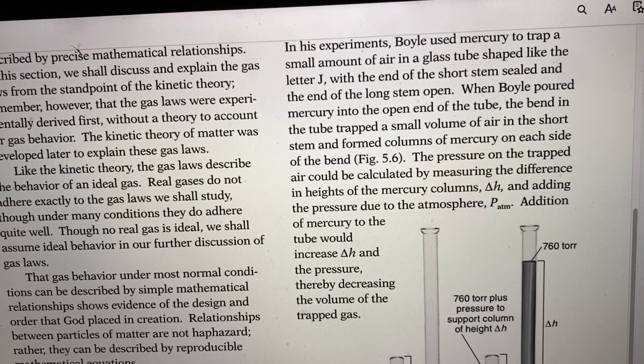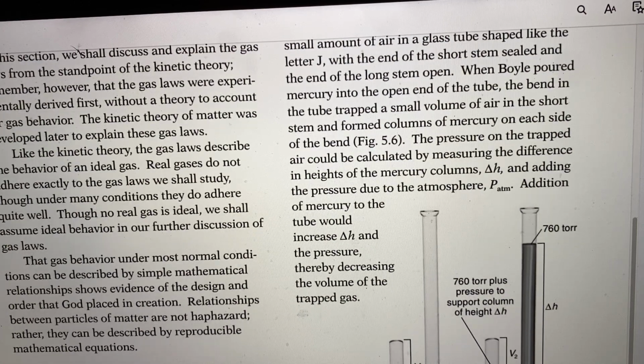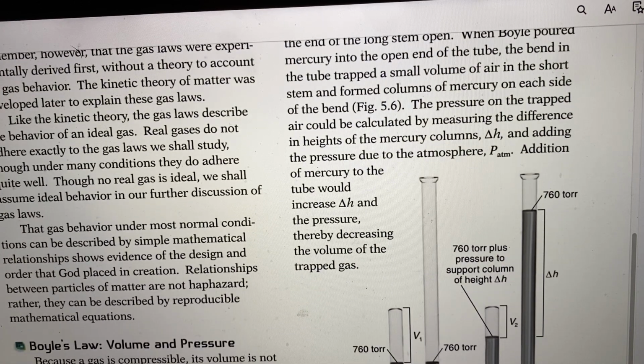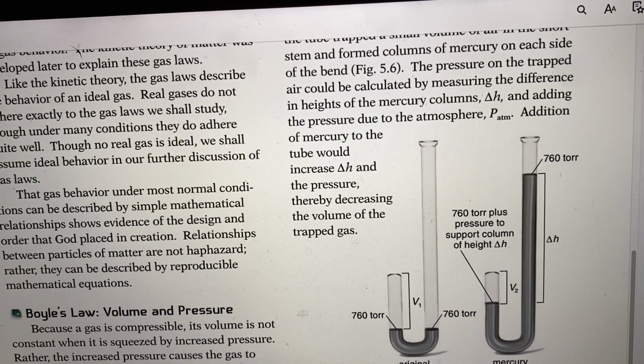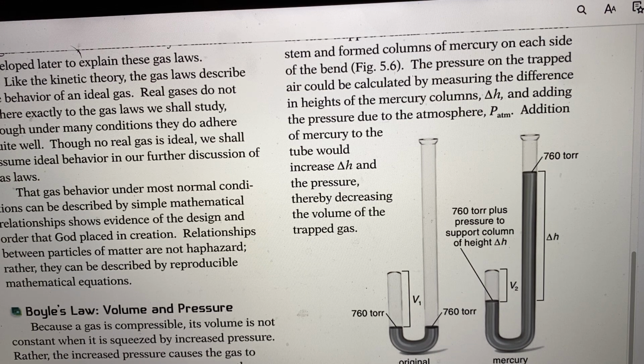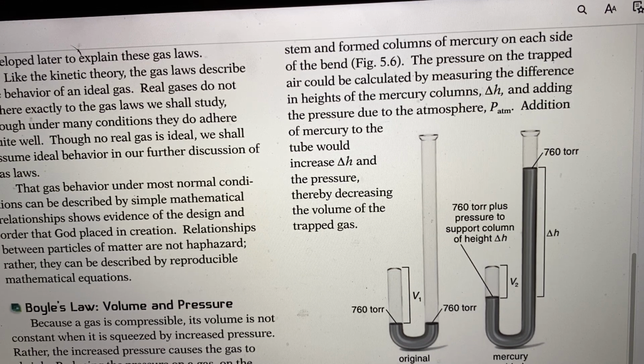amounts of air in a glass tube that was shaped like the letter J. When Boyle poured the mercury into the open end of the tube, the bend in the tube trapped a small amount of air and formed columns of mercury on each side. The pressure on the trapped air could be calculated by measuring the difference in heights of the mercury. And so that's just what he did. And this way he could compare pressure and volume.